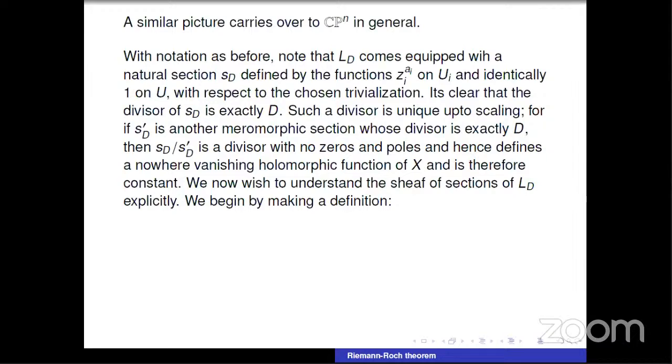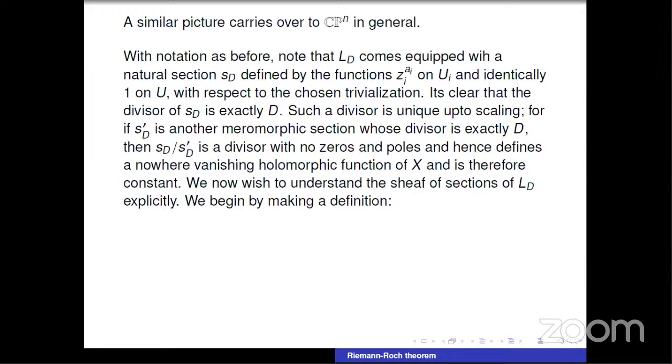So this is a meromorphic section of LD whose divisor is exactly D. Now such a section is unique up to scaling. For if S prime D is another meromorphic section whose divisor is exactly D, then SD upon SD prime is a function, not a divisor, a function with no zeros and poles, and hence defines a nowhere vanishing holomorphic function on X, and is therefore constant. So therefore, this meromorphic section SD is unique up to scaling by a non-zero constant.